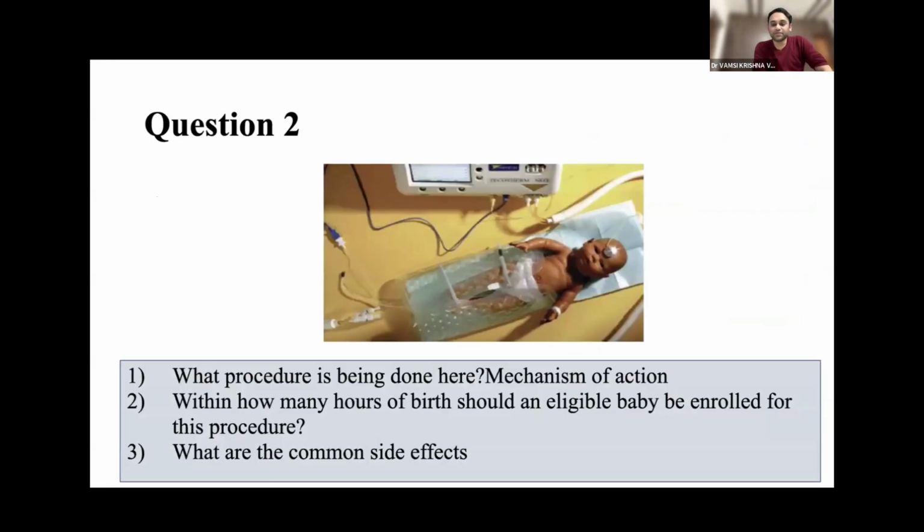So this baby was depressed at birth, and the baby is kept in this machine. So what is the procedure being done? What is the mechanism of action? And what are the common side effects?